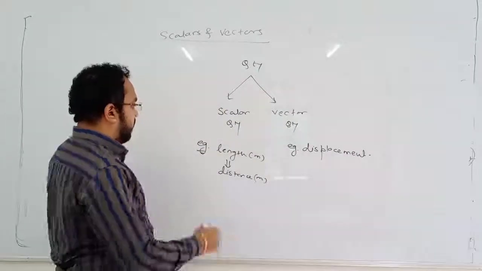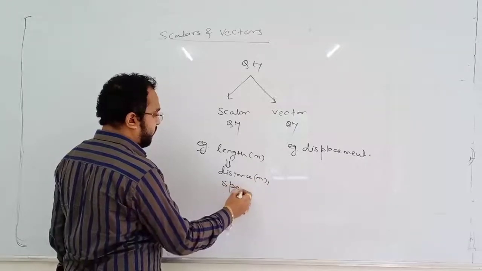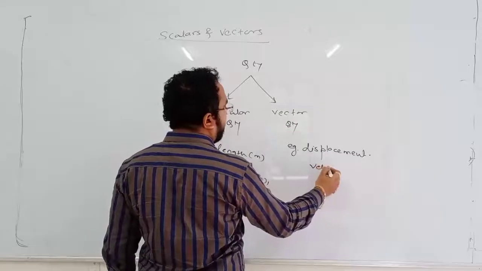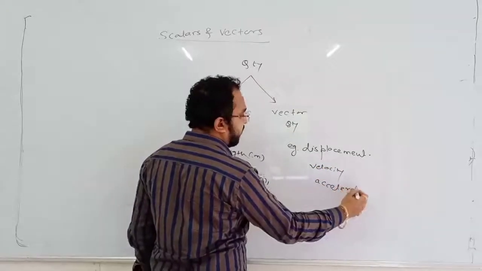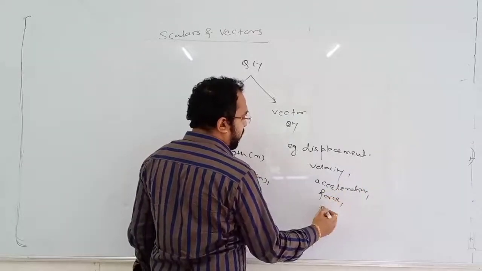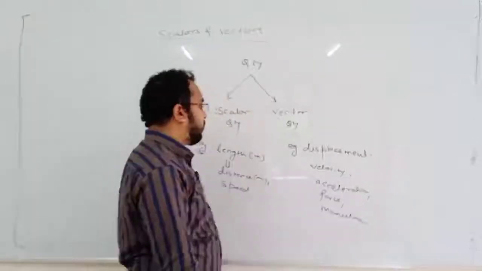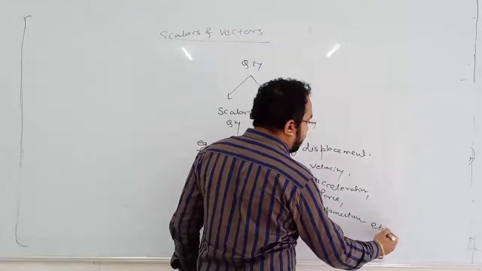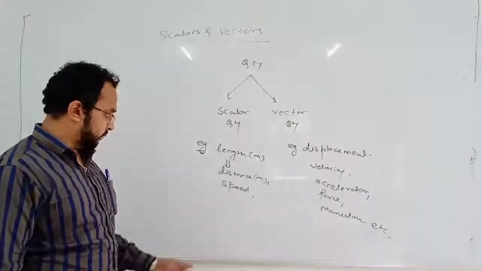Now here one more example, speed. Analogous to speed, analogous means similar to speed, here will be velocity, acceleration, force, momentum. These are a few, etc. You will come to know which are scalar and which are vector in the upcoming chapters.